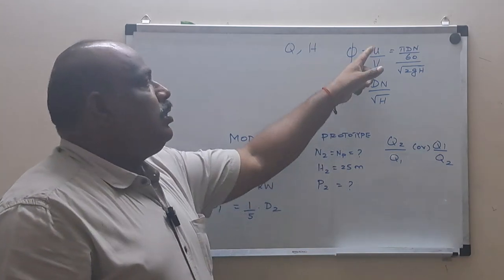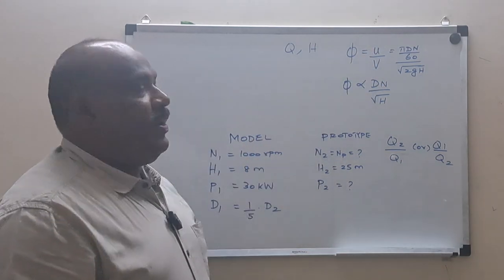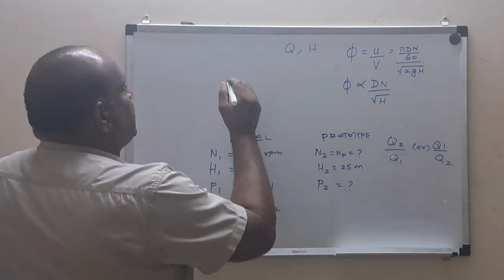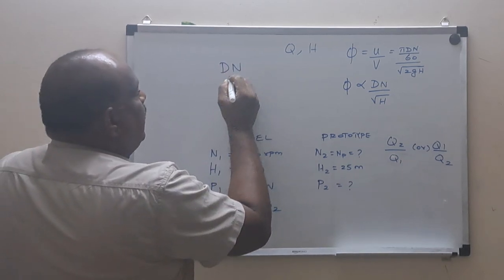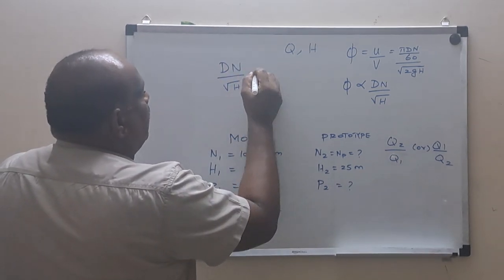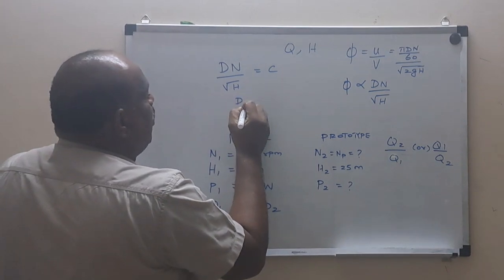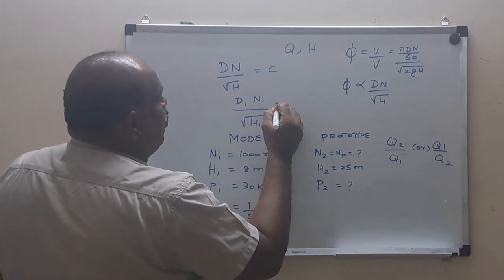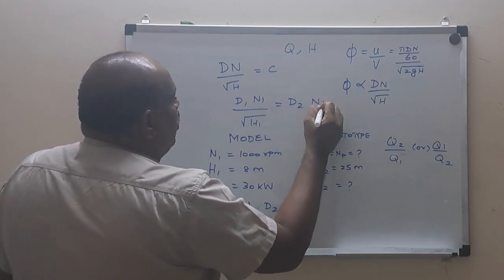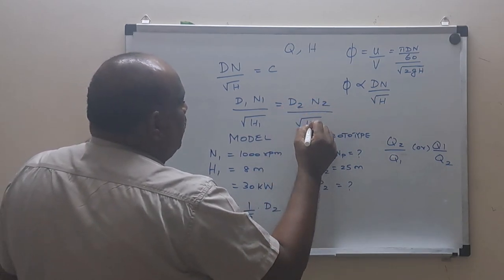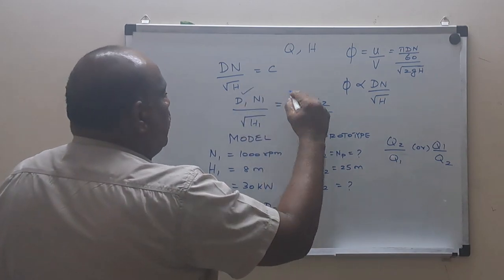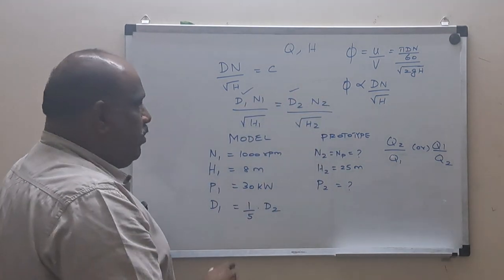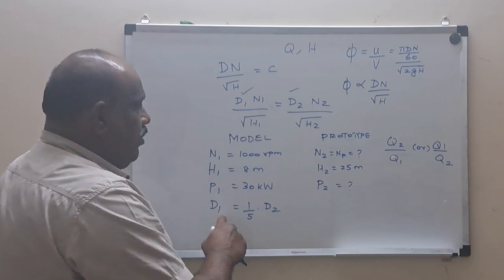Y is a constant, u is also a constant, v is also a constant. So phi is also a constant, which means dN by root of h is constant, which means d1 N1 by square root of h1 is equal to d2 N2 by square root of h2. Do we know d1 by d2? Yes, the ratio of d1 by d2 will be 1 by 5. So I know the value of d1 by d2.